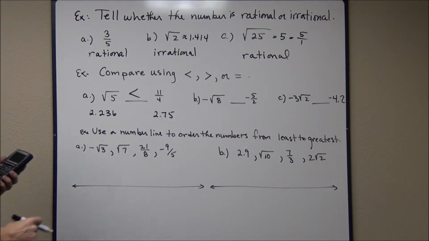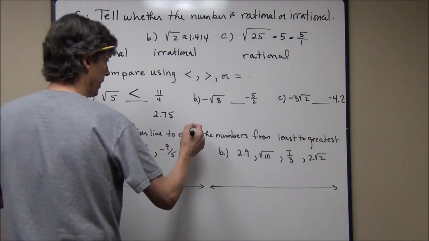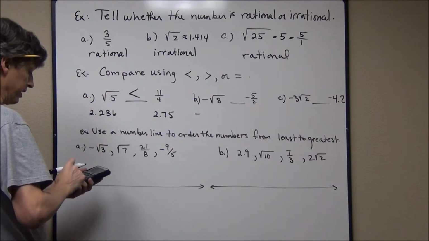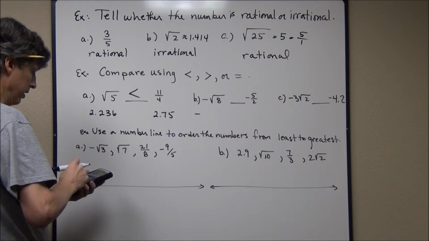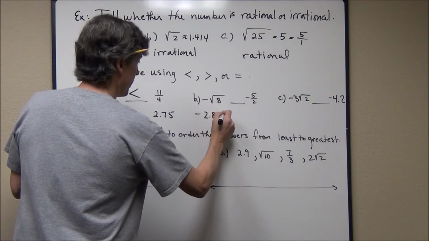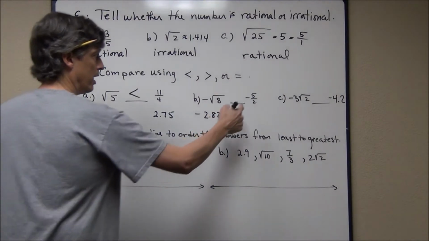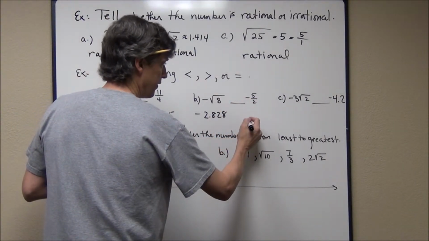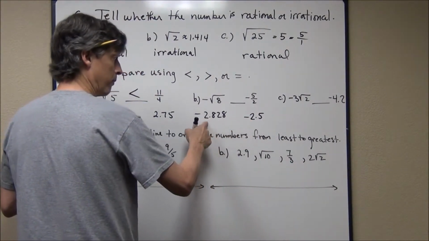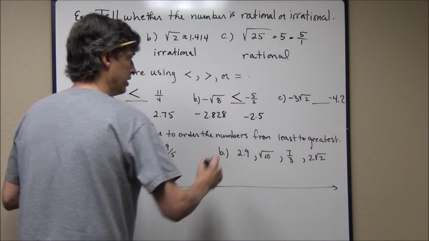symbol. Now over here, this is going to be the opposite of the square root of 8, or negative square root of 8. So this is negative, and since 8 doesn't come out nice and neat and even, I punch in the square root of 8, and I get 2.828. Now it keeps on going forever and ever, but I just need enough to compare decimal-wise. And of course this is negative 5 over 2. If I divide 2 into 5, I get negative 2.5. So I can see here by the place value, remember these are negatives, so the bigger it looks, the smaller it is. This is smaller than that, another less than sign.